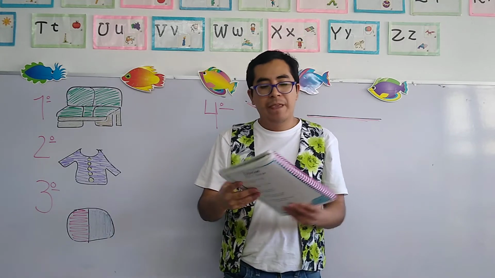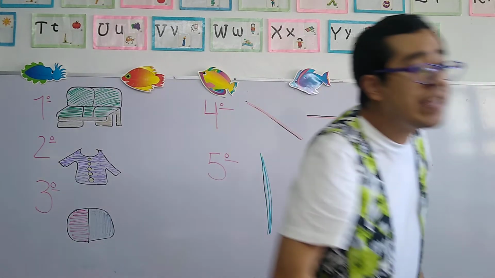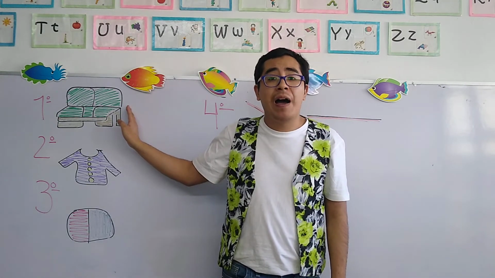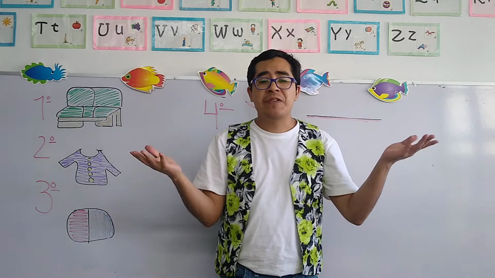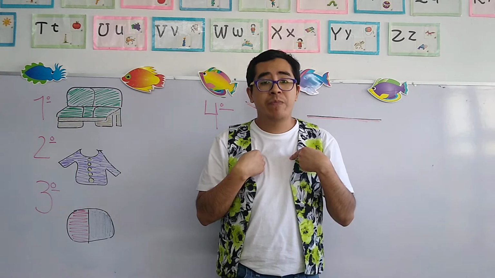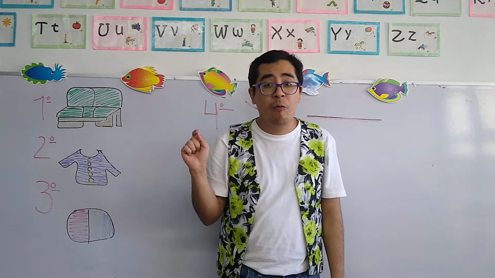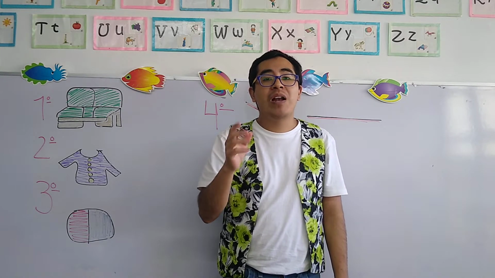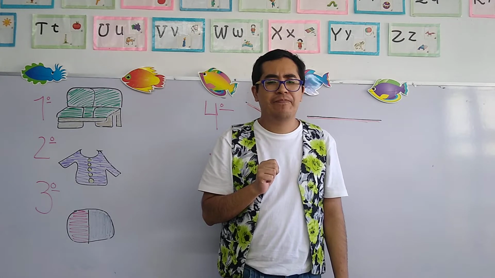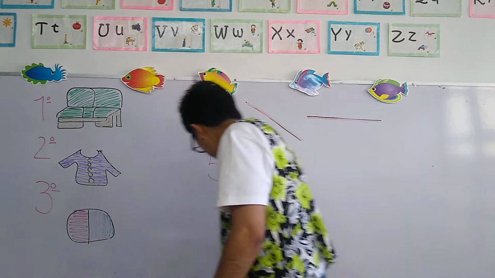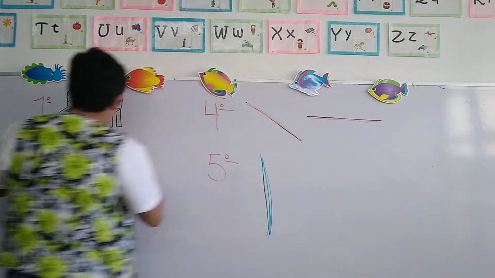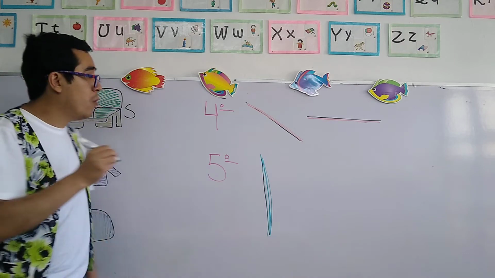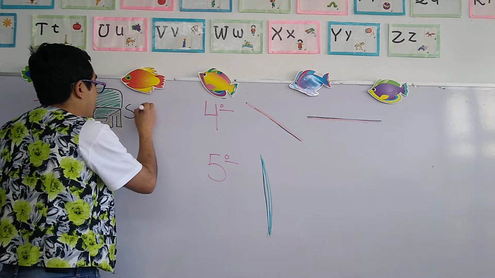For example, the first one, the object for this is sofa. Now, what are the letters that I need to write the word sofa? Para escribir el nombre sofá, ¿cuáles son las letras que necesito? Okay. Letter S, very good. Letter O, excellent.